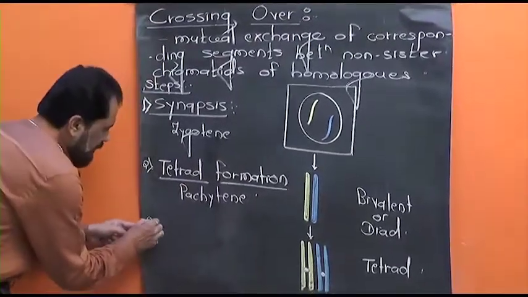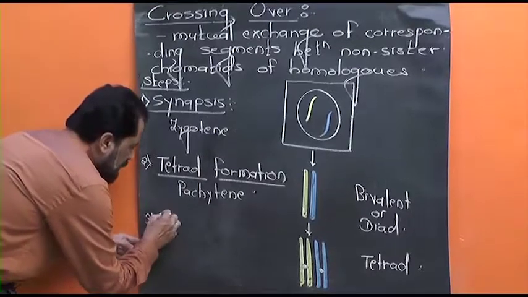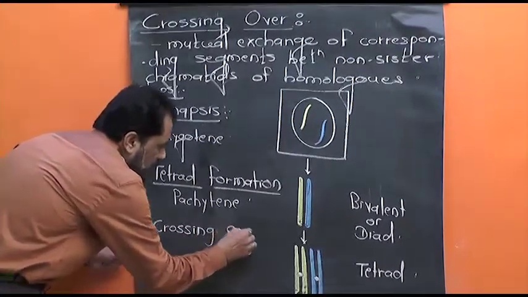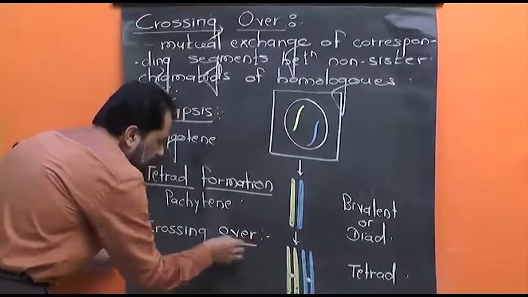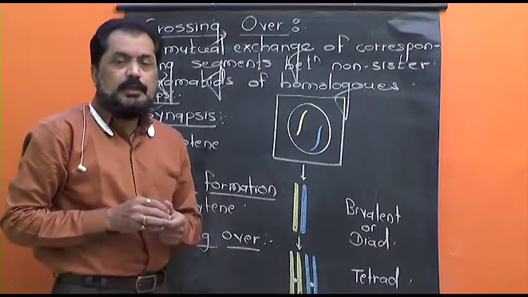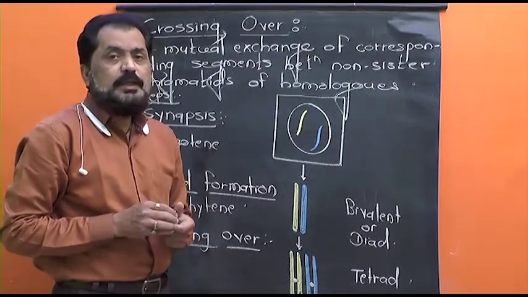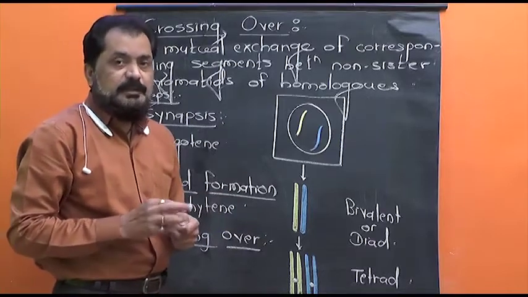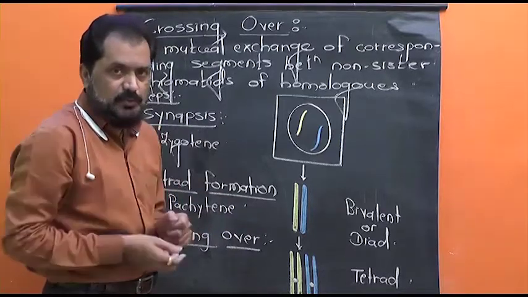Next step is actual crossing over. Here in crossing over, it occurs the mutual exchange of corresponding segments between the adjacent non-sister chromatids.